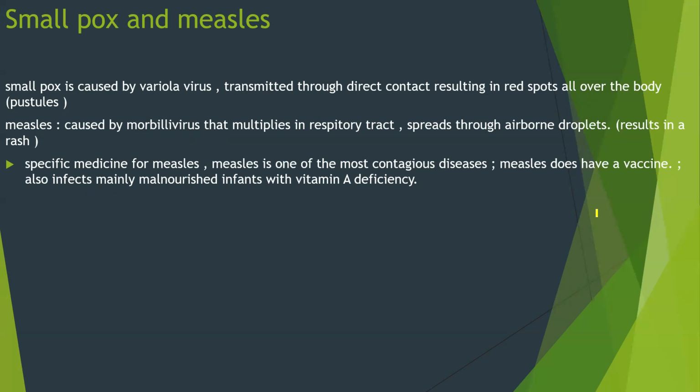So measles is caused by the morbilli virus. So both of these diseases are caused by viruses. Measles multiplies in the respiratory tract, similarly to TB, and it spreads through airborne droplets, resulting in a rash. There's no specific medicine for measles, and measles is also one of the most contagious. It does have a vaccine and also affects those specifically who have a vitamin A deficiency.